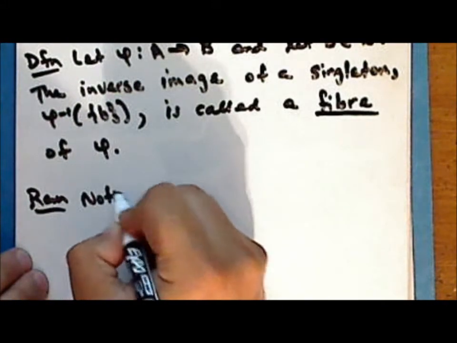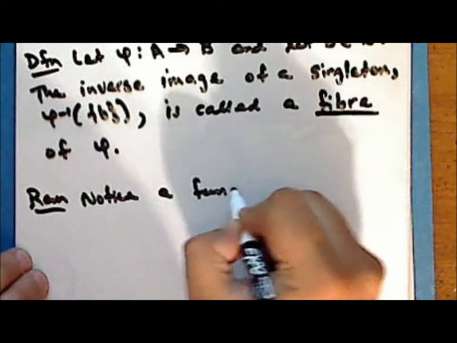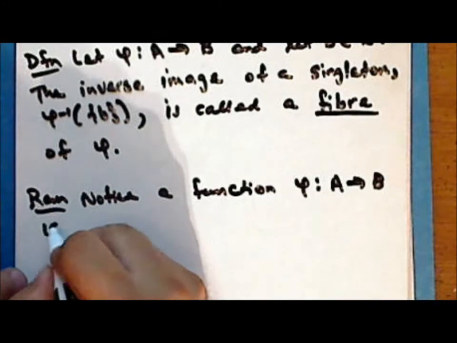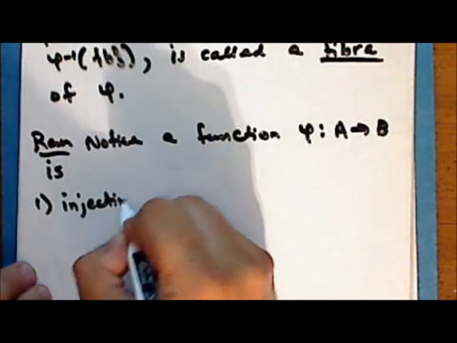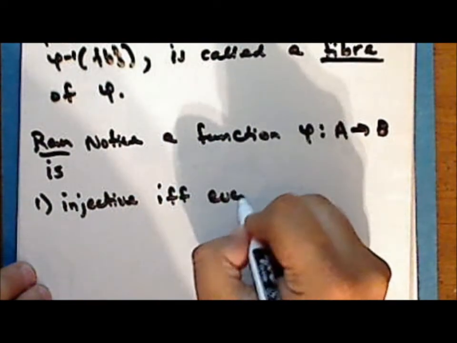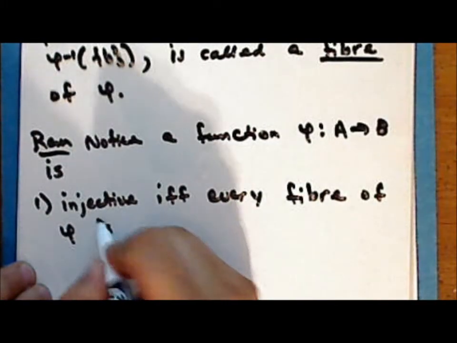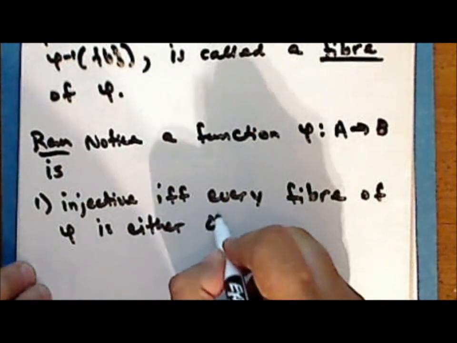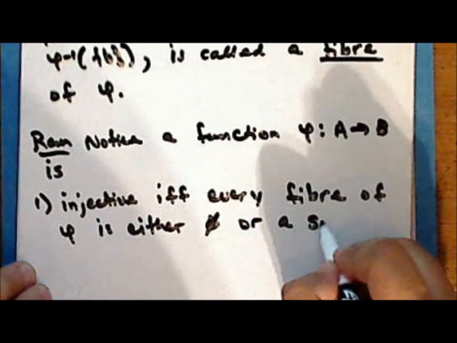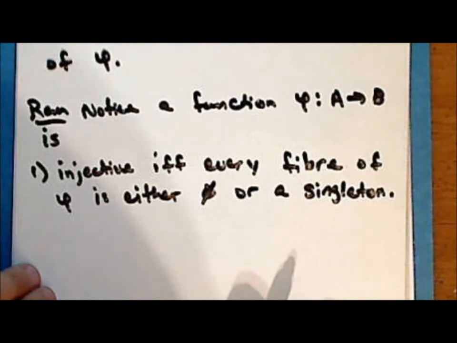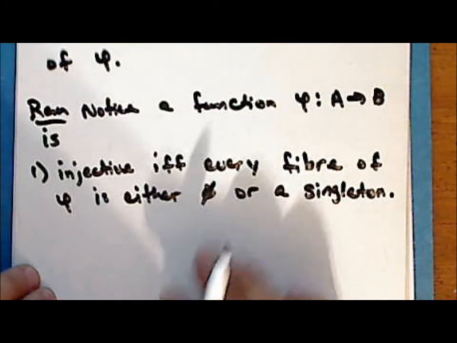So notice that a function phi from a set A into a set B is injective if and only if every fiber of the function phi is either the empty set or a singleton, since for an injective function, an element in the codomain is either mapped onto by a single element or is not mapped onto at all.